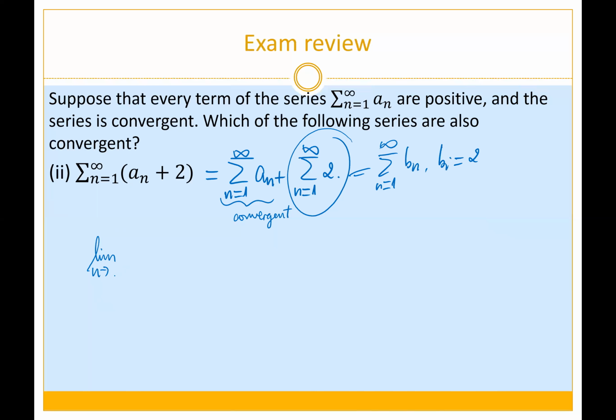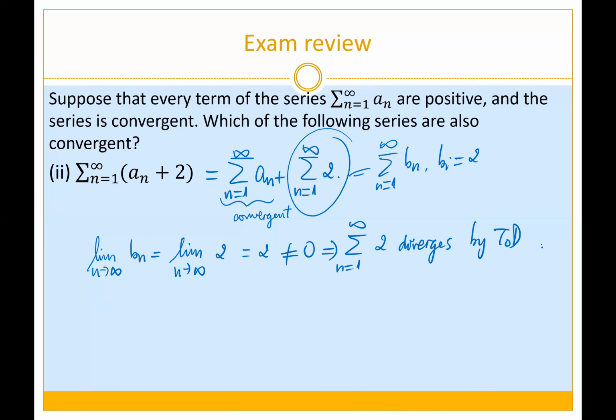So when you have the limit of n approaching infinity of Bn, it's going to be the limit of n approaching infinity of 2. So this is just 2, and so this is different than 0. So this right part is divergent. So this one diverges by test of divergence. And so because one of the complementary series is divergent, then the big series is also divergent.